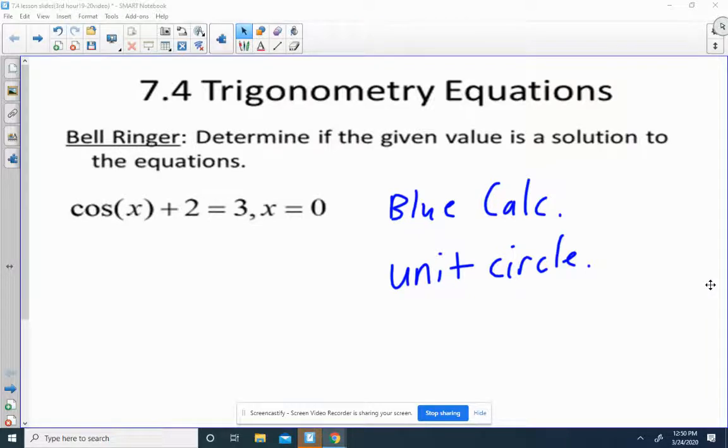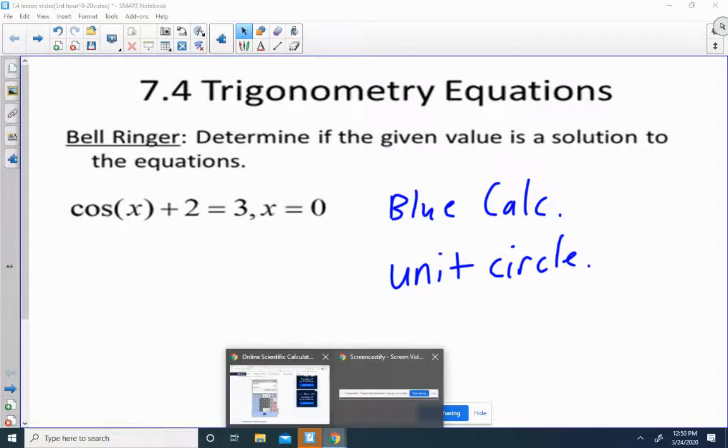And if you do not have a blue calculator with you, never fear. There is actually a very similar calculator that you can find online. I'll show you the one I have, and this is the one I actually prefer you to use. So give me a second.